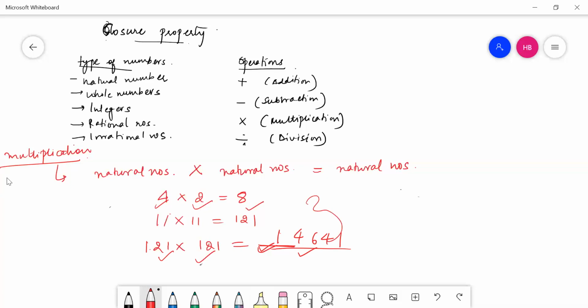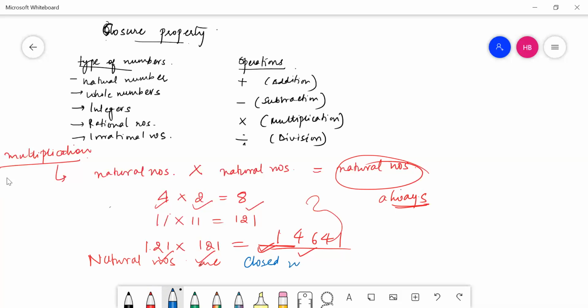So if we do such operations again and again on natural numbers, like multiplication, we will find that whenever we are multiplying two natural numbers, we are always getting a natural number as an answer, right? So what I would say is natural numbers are closed under multiplication.